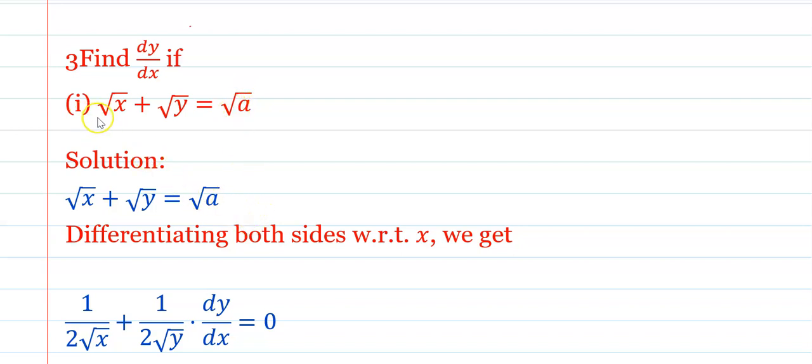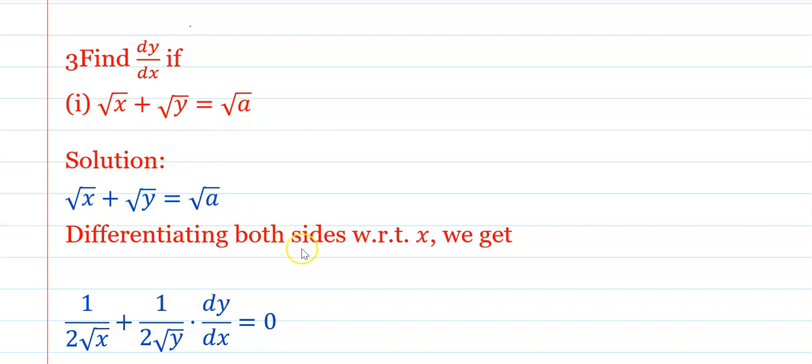Now let us start question number 3. In this question number 3, all are implicit type functions, and therefore we'll directly differentiate on both sides. Collect the terms of dy by dx on one side and then you will get the dy by dx. The first question is root x plus root y is equal to root a.